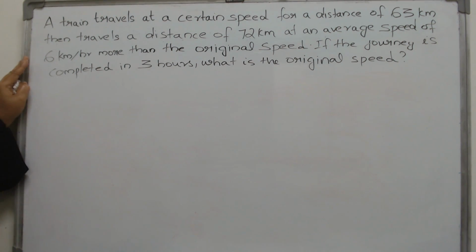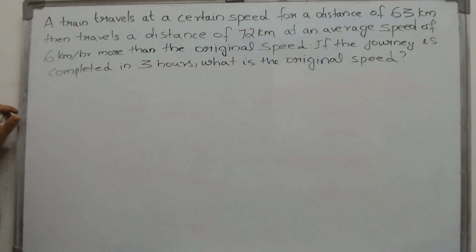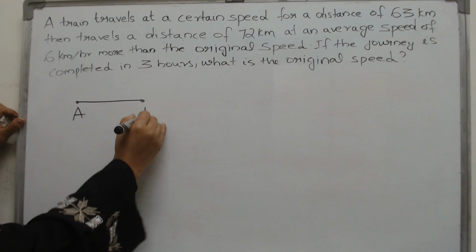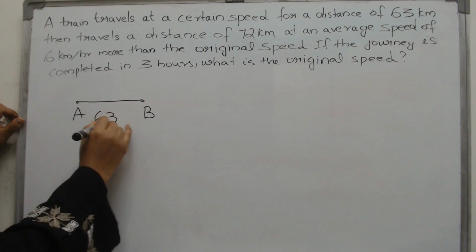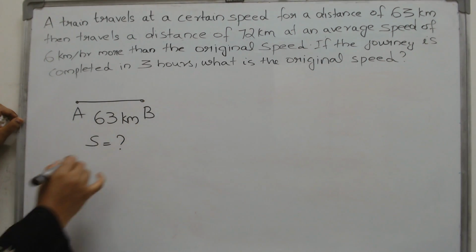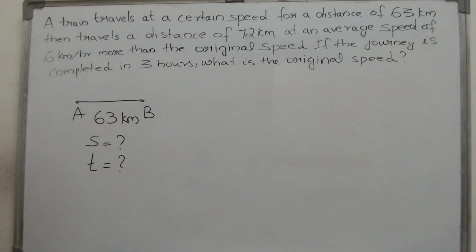Let us find an equation to represent the situation that we see here. What do we have? A train that travels 63 kilometers in its first phase. Now, do we know anything about the speed? No. Do we know how much time it took? Again, we have no idea about that.